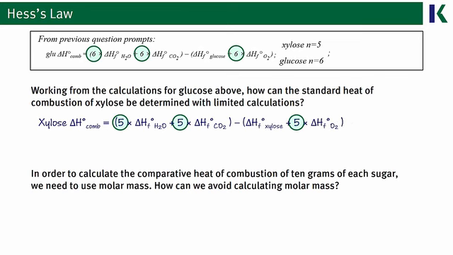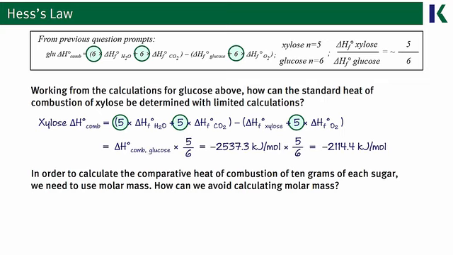Now the last thing is, we previously determined how the heats of formation of xylose and glucose compare. That of xylose is 5/6 that of glucose. Putting 2 and 2 together, how can we convert the heat of combustion of glucose to that of xylose? We can simply multiply it by 5/6. Doing that, we find that the standard heat of combustion of xylose is minus 2114.4 kilojoules per mole.